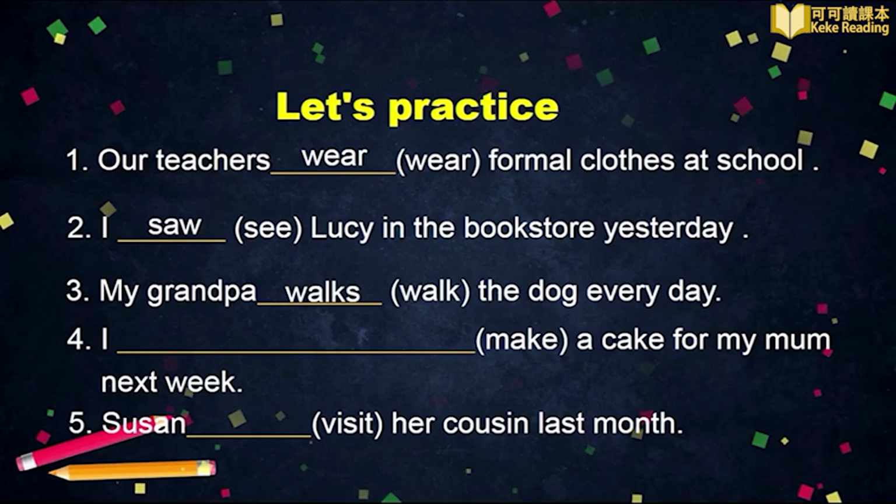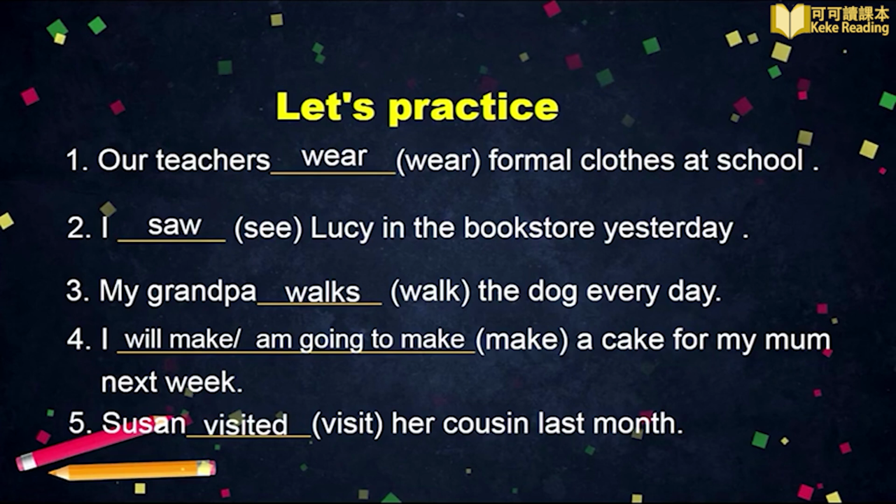Number 4. I something a cake for my mom next week. Next week, 下周，是一般将来时。我们可以填 I will make a cake for my mom next week, or I am going to make a cake for my mom next week. The last one. Susan something her cousin last month. Last month, 上个月，是过去时。So we say, Susan visited her cousin last month. Excellent, boys and girls.